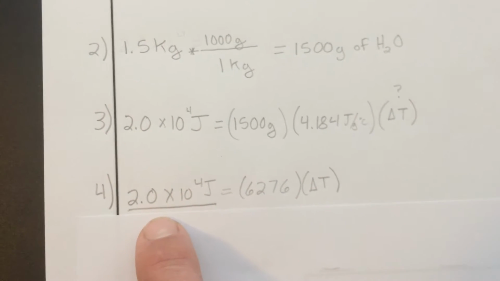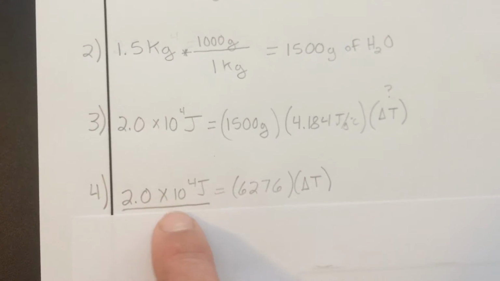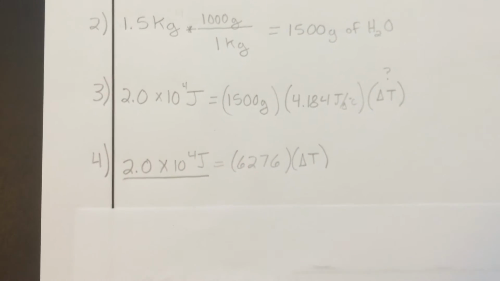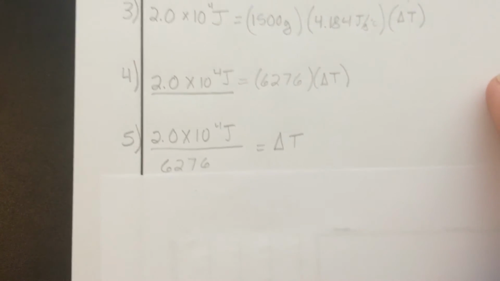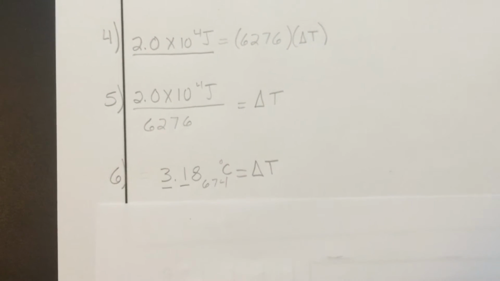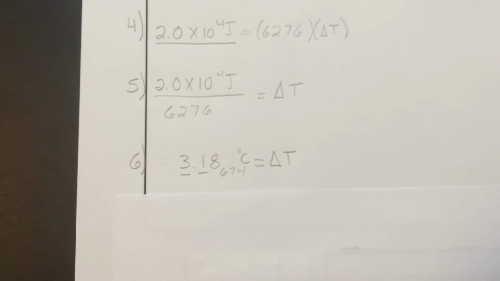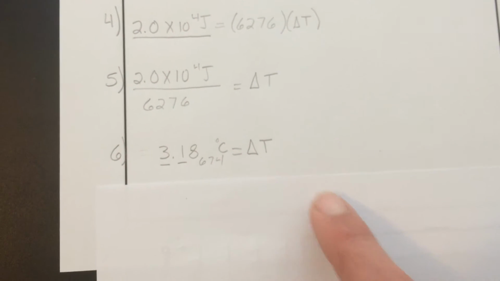Well, all we have to do now is take our heat absorption and divide that number by this to get our delta T. And when we do this, we end up with 3.18674 degrees Celsius for our change in temperature.